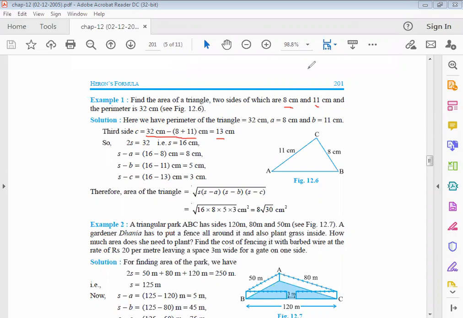Now we have all three sides. As we know, what is the formula we have? S minus A, S minus B, S minus C. So first we need to calculate S, the semi-perimeter, and the perimeter is given here as 32. And what is the semi-perimeter? Semi-perimeter means half of the perimeter. So what is our S? S we get 16 centimeter. Now we can easily calculate S minus A, S minus B, and S minus C. And by putting the values here, we get the area of the triangle, 8 under root 30 centimeter.